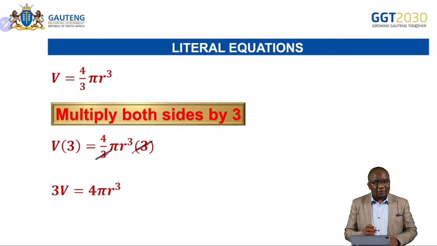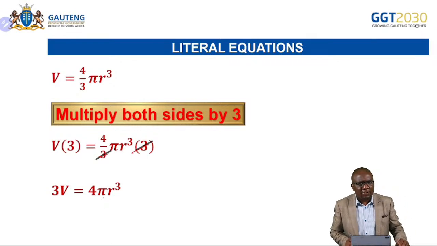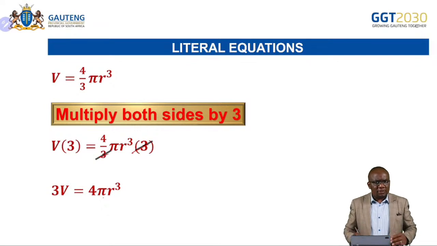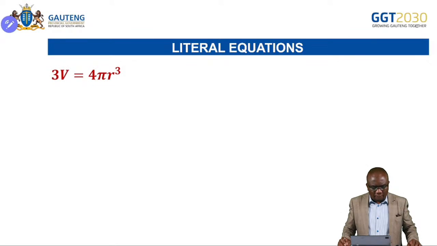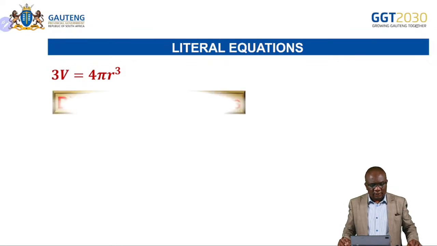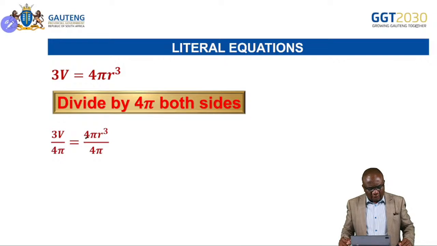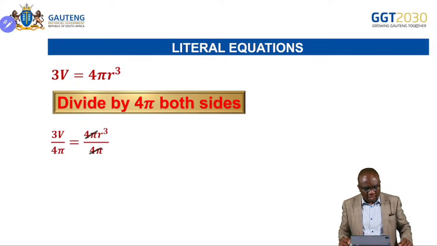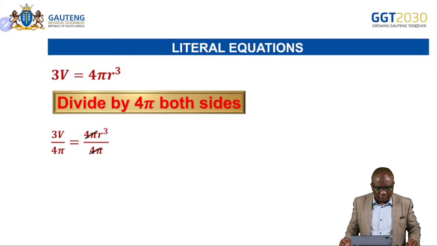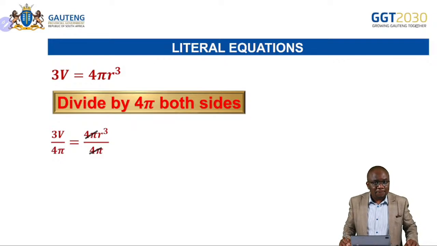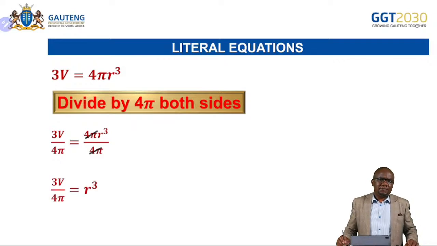We want r, remember. Now, we need to get rid of this 4 pi. You can do it once. Divide by 4 pi on both sides. So, let's divide by 4 pi on both sides. Just steps. Do this, step by step, okay? You don't even need to think, just step by step. Right, and then divide by 4 pi, divide by 4 pi. We remain with 3v over 4 pi is equal to r cubed.